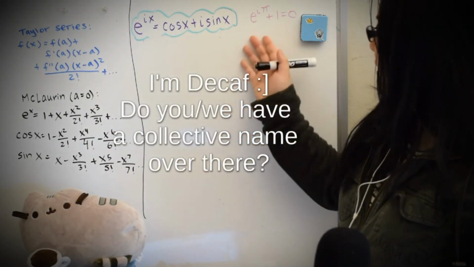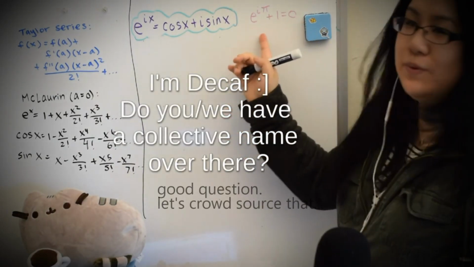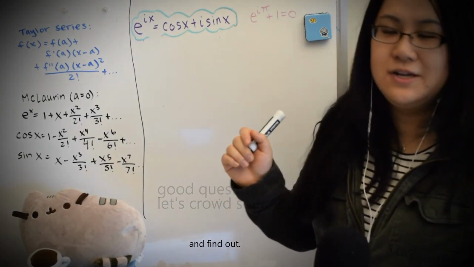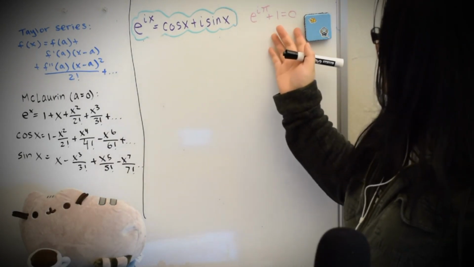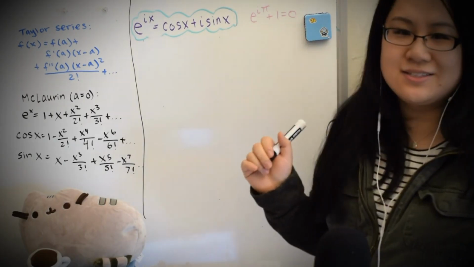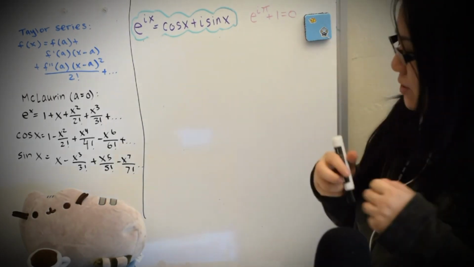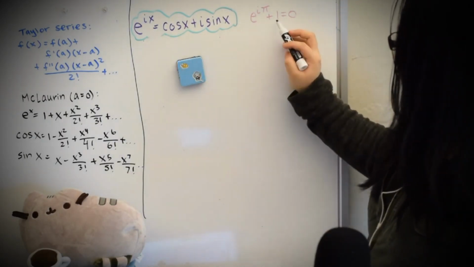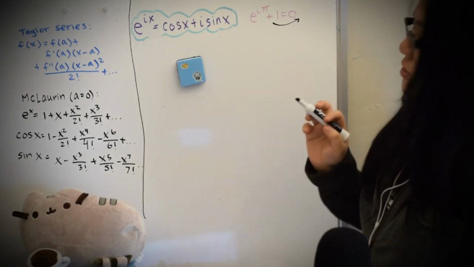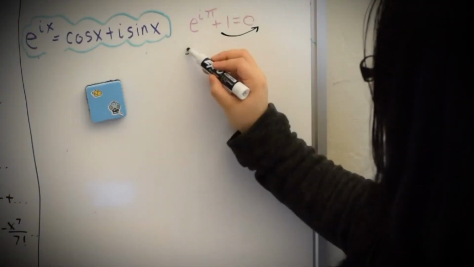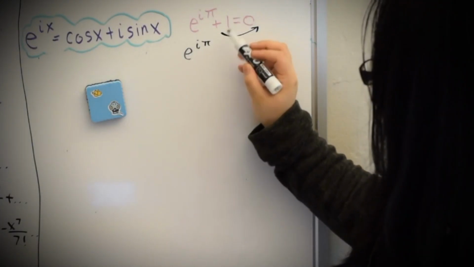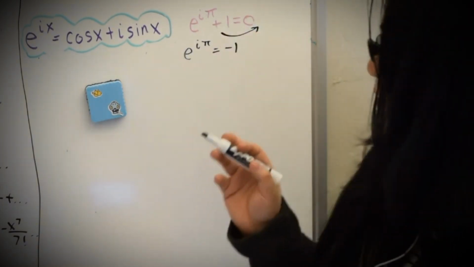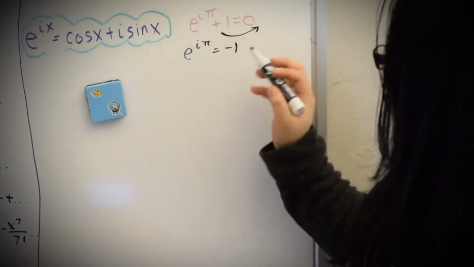So let's take a look at this beautiful, beautiful equation. e to the i pi plus 1 equals 0. So simple, yet so complex, huh? So one thing I'm going to start with is moving this plus 1 over to the other side, using a little bit of algebra. So e to the i pi then equals negative 1. 0 minus 1 is negative 1, right? So we get e to the i pi equals negative 1.